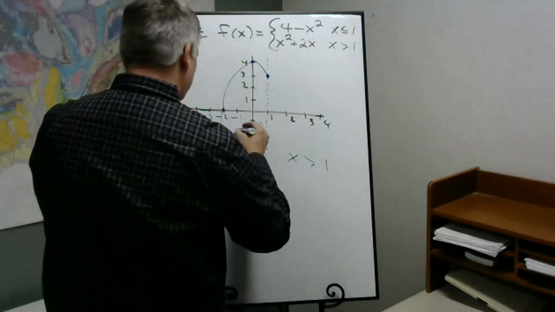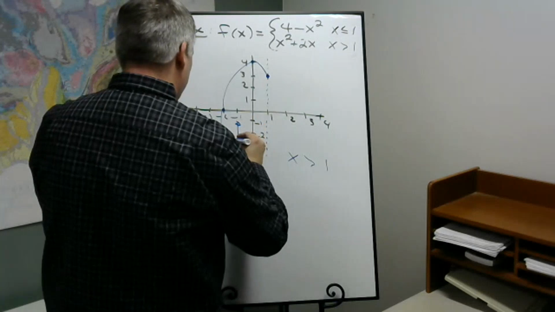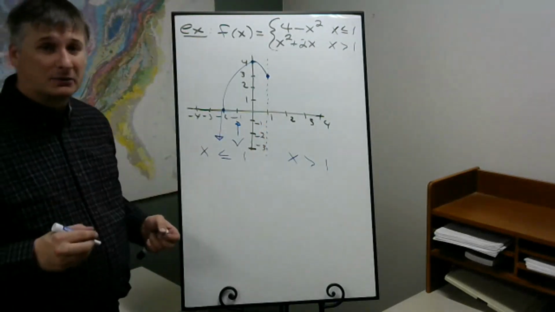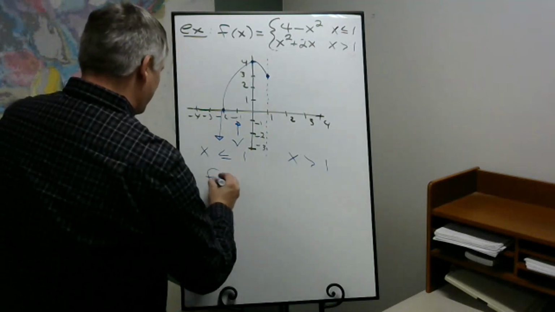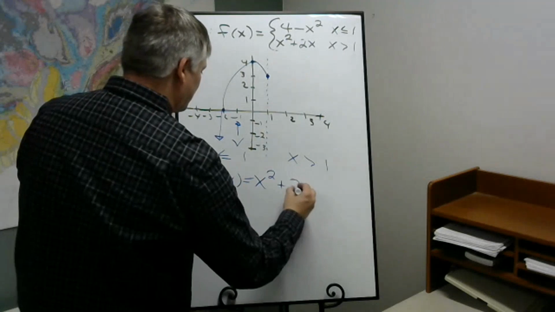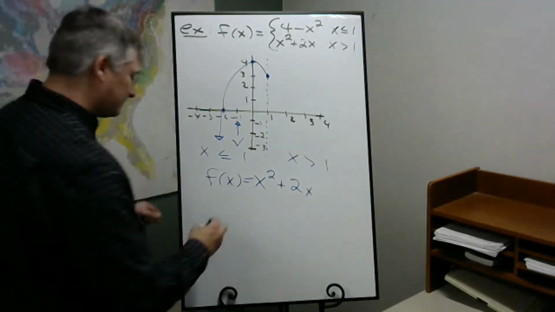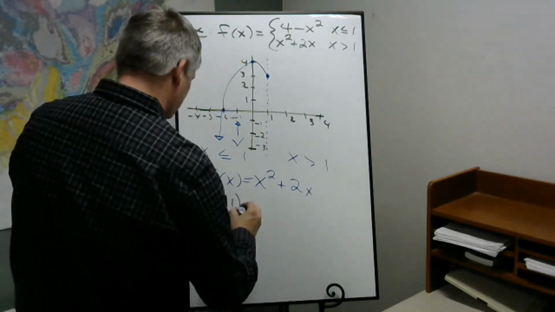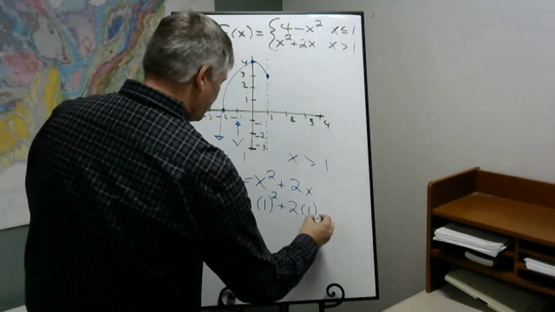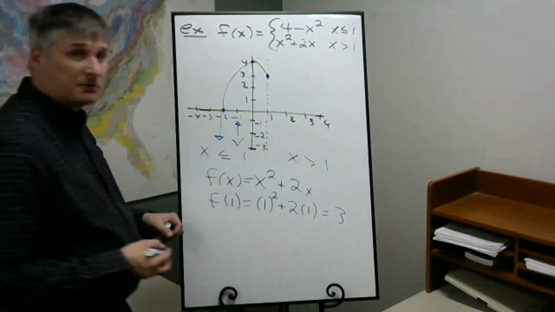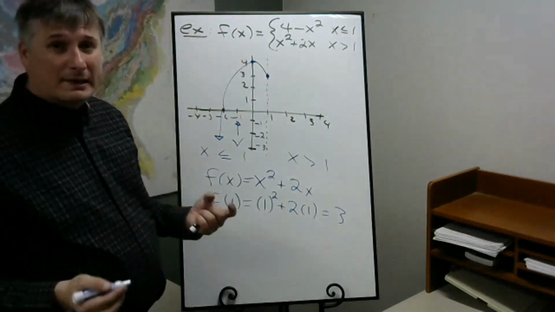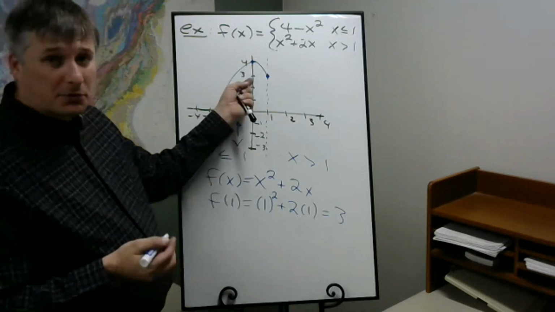I'm going to make a note that the vertex occurs at x equals -1. And I'll show you why in a little bit. So we have f of x, x squared plus 2x. So f of 1. 1 squared plus 2 times 1, and that's going to be 3. So this thing's going to start at 3, right where phase 1 ends, or y equals 3, I should say.